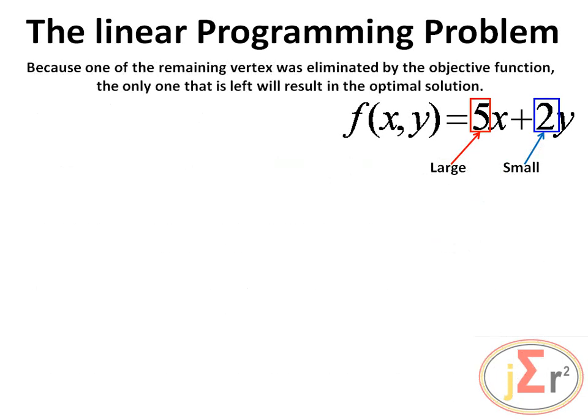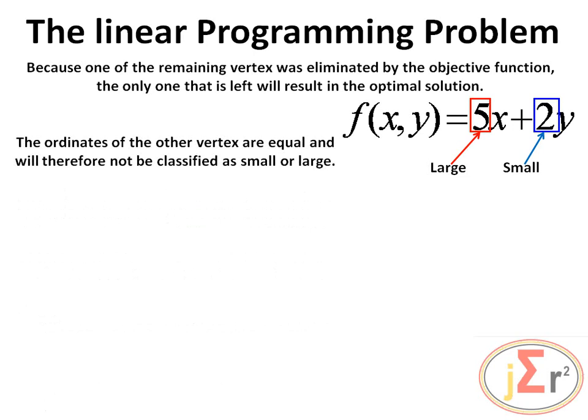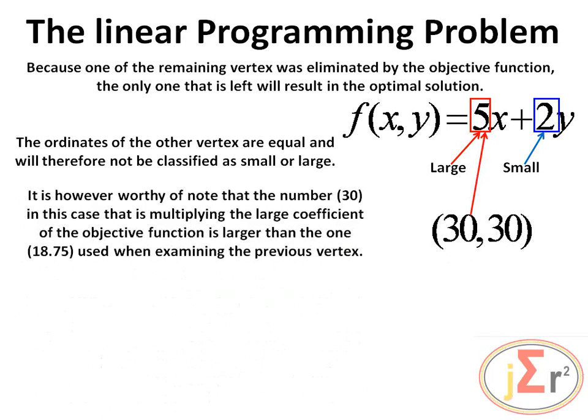Because one of the remaining vertices was eliminated by the objective function, the only one that is left will result in the optimal solution. So the ordinates of the other vertex are equal and will therefore not be classified as small or large. It is, however, worthy of note that the number 30 in this case, that is multiplying the large coefficient of the objective function, is larger than the one, which is 18.75, used when examining the previous vertex. So these cannot be classified as large or small because they are both the same.